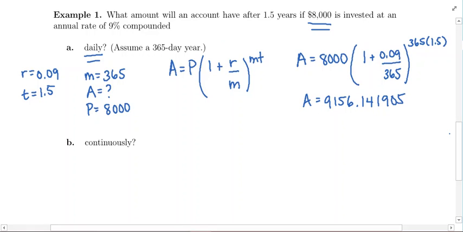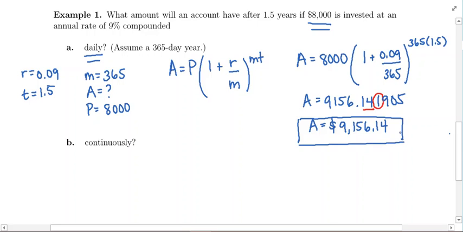All right, so let's round. So we've got 14 cents. There's a 1 that comes after, and so that means we're going to stay the same. So after 1.5 years, you have an account balance of $9,156.14. So that was still regular compound interest.